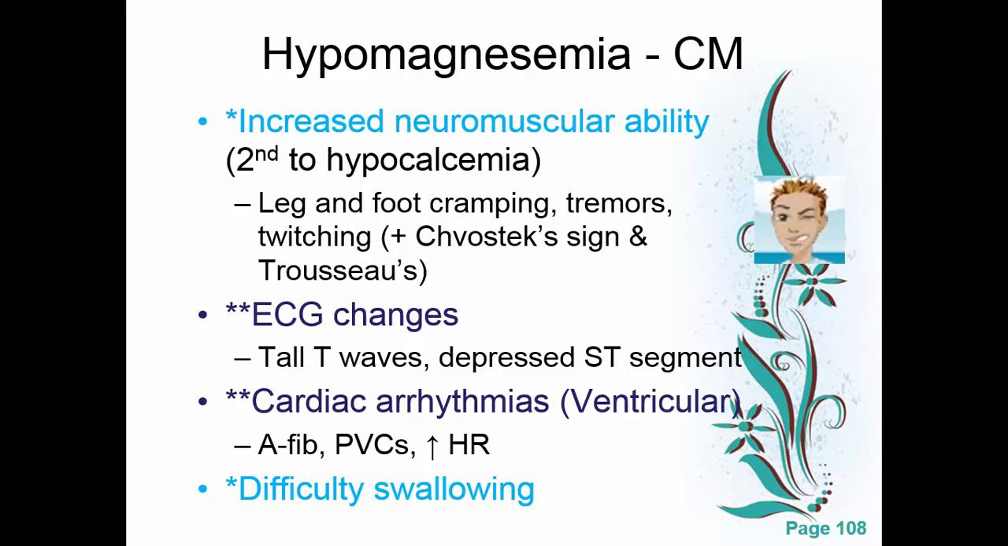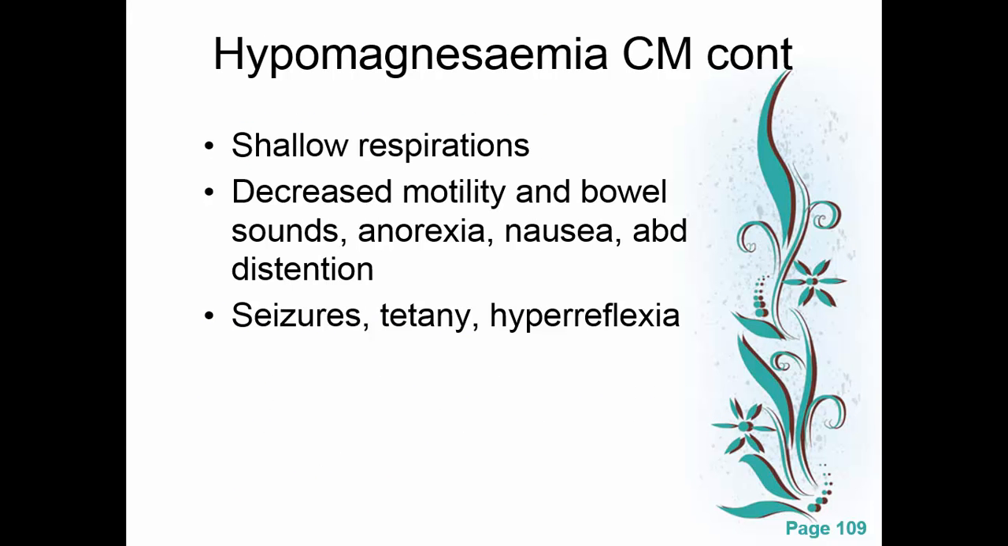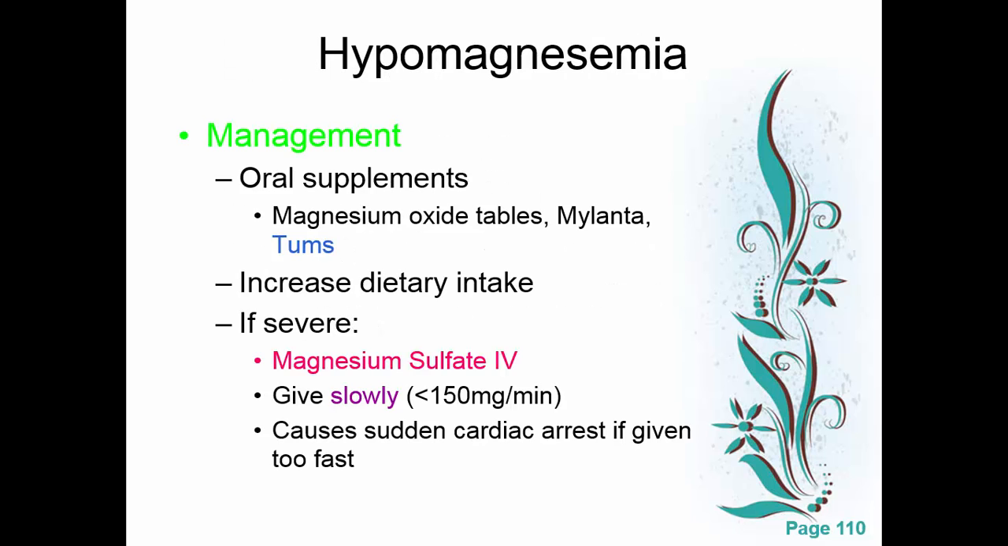They may have difficulty swallowing. Usually they also have hyperreflexia as well. Mood changes you may see are going to be confusion, depression, psychosis, and irritability. You may see shallow respirations, decreased motility and bowel sounds, anorexia, nausea, abdominal distension, as well as seizures, tetany, and hyperreflexia.